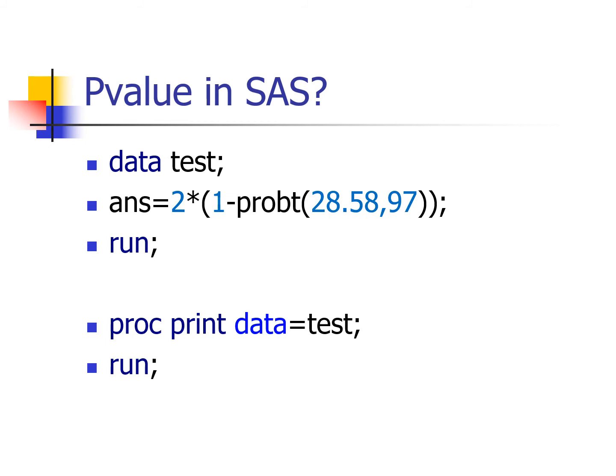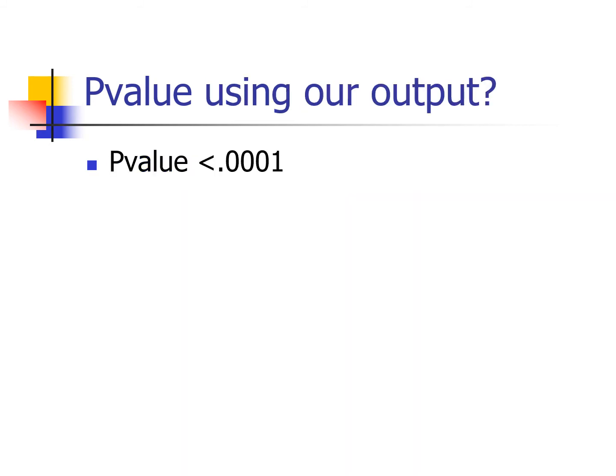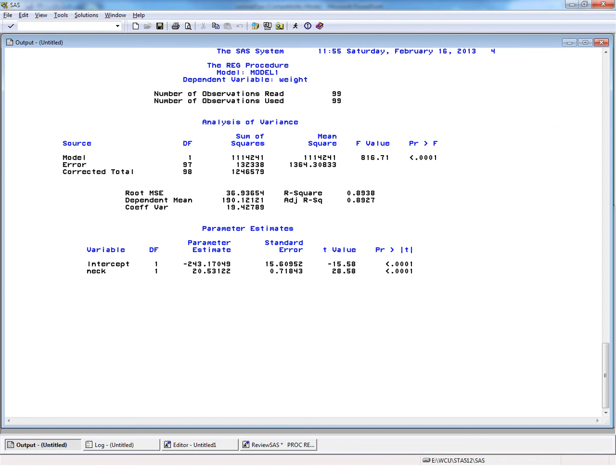Doing 1 minus gives us the probability of being more than 28. And because it's a two-sided test, right, it's not equal to 0 rather than greater than 0, we take that right-hand tail area and multiply it by 2. And that's exactly how we get that p-value. And then I already showed you in the output that we have the p-value of less than 0.0001. I guess here it is again.